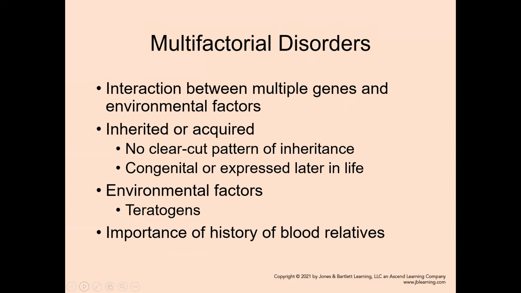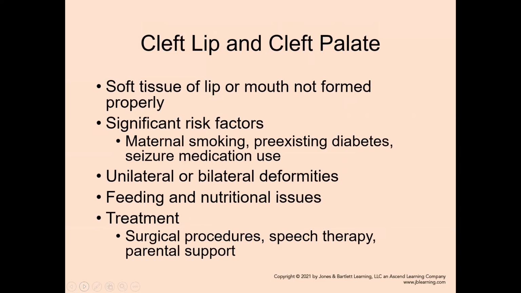of diseases. One of the diseases that I want to talk about is cleft lip and cleft palate. This is where the soft tissue of the mouth or the lip do not form properly. The most significant risk factors for developing this are maternal smoking, pre-existing diabetes, or seizure medication use. Make sure you remember those. It can be unilateral or bilateral on one or either side of the face. Part of the treatment is feeding, making sure they're well fed and meeting their nutritional needs. Often they require surgical intervention and need speech therapy and lots of parental support once the diagnosis has been made.